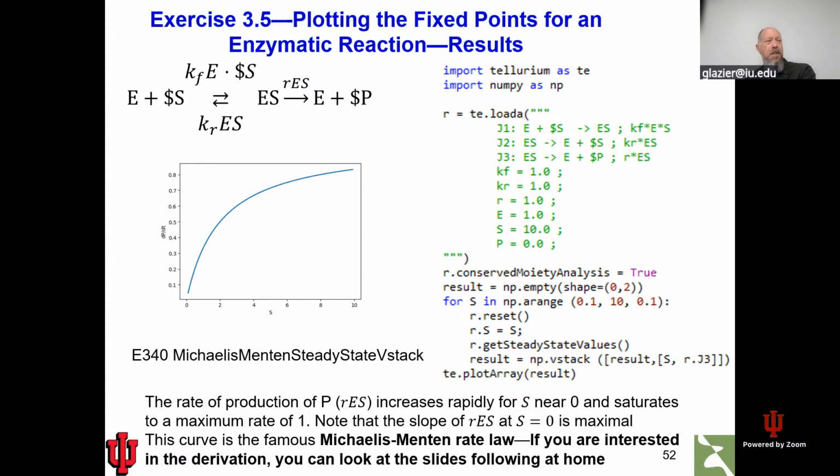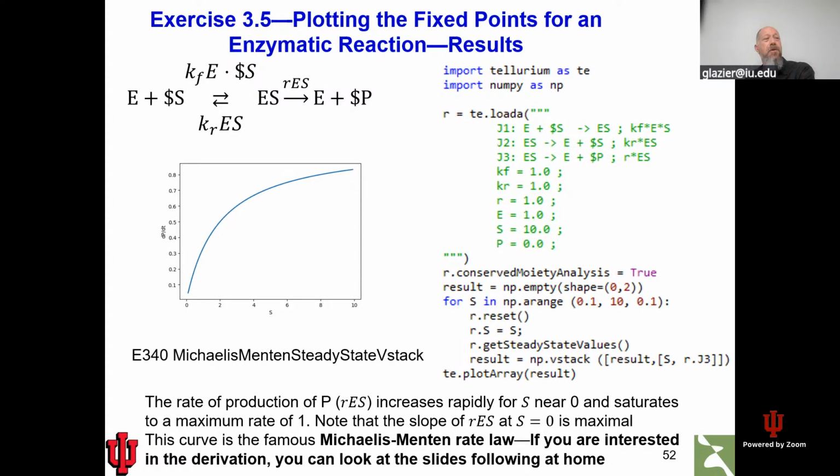In any case, you want to scan S from a value of 0 to 10, and you want to get the long time value of J3 for that value of S and plot. In particular, this is telling you how the rate of production of product depends on the amount of substrate. And in the slide deck and in the textbook, there's an analytic derivation of the Michaelis-Menten law, which is what this is. And actually, my online notebook has both kinds of code.